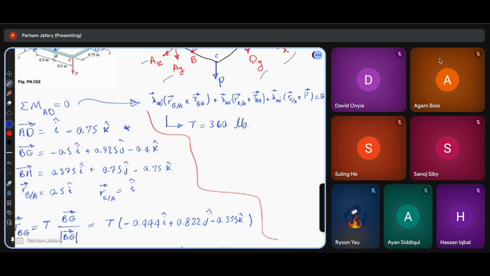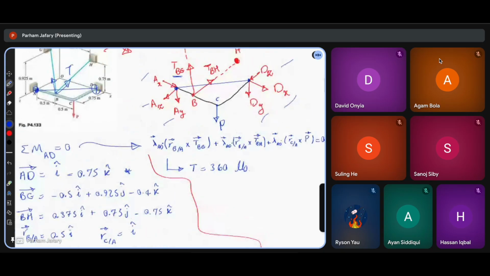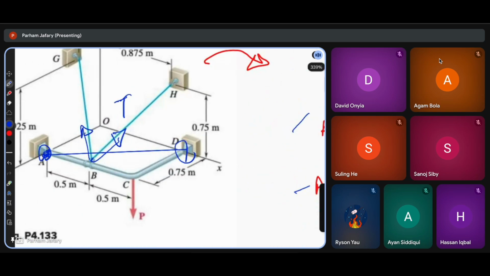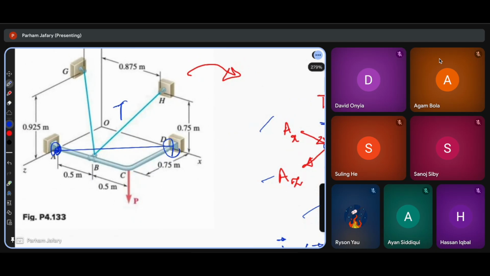Go ahead. No, because it's a rope. A rope or a cable, when you have a cable that goes through a point, like here, no. The tension inside the cable is the same, okay? But TGH and TBG and BH are different because they're in two different directions, okay?